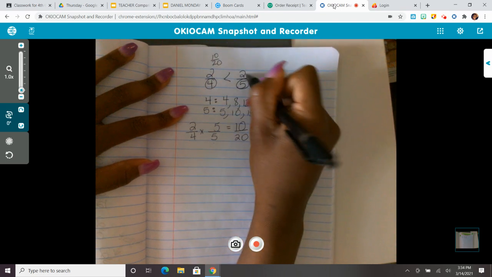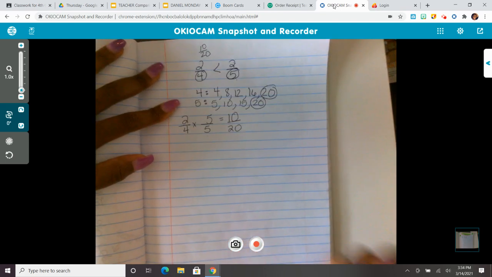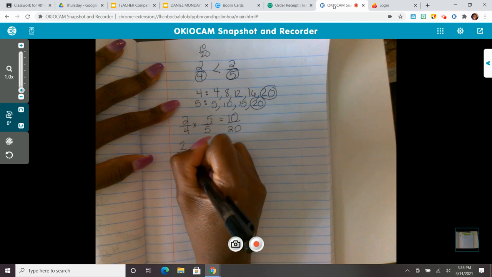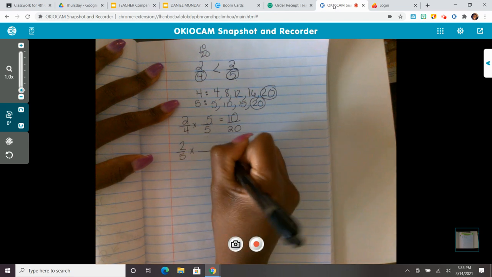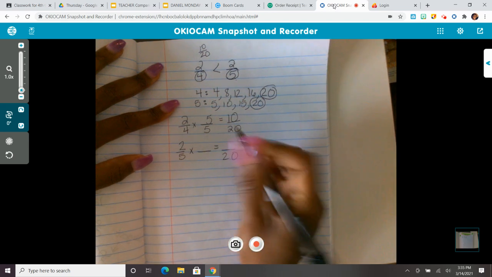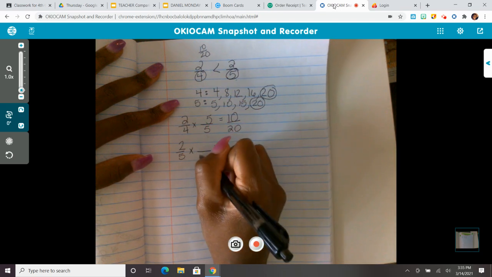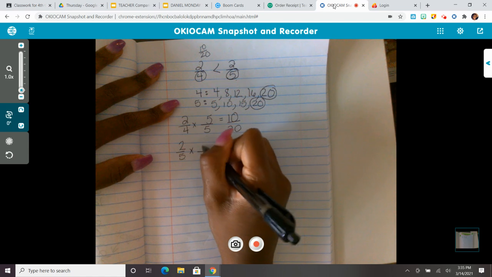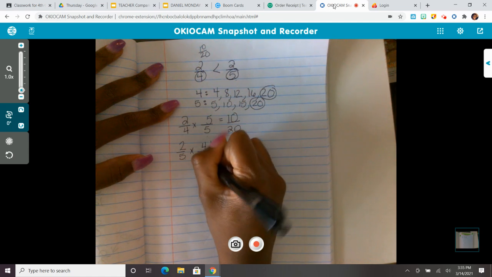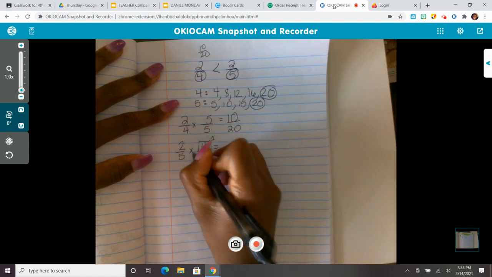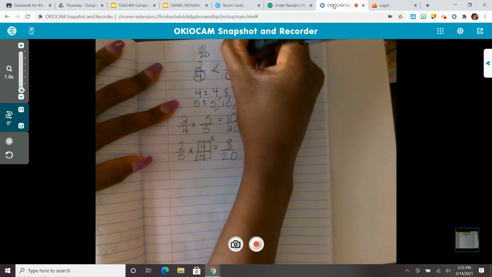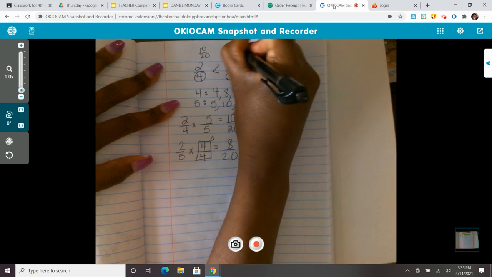Now I have to convert 2/5 to 20ths. That means I do 2/5 times blank equals blank 20ths. So 5 times what gives me 20? 5 times 4. 2 times 4, because it has to match, it has to be equivalent to one whole. 2 times 4 is equal to 8. So I know that 2/5 is equivalent to 8 20ths.